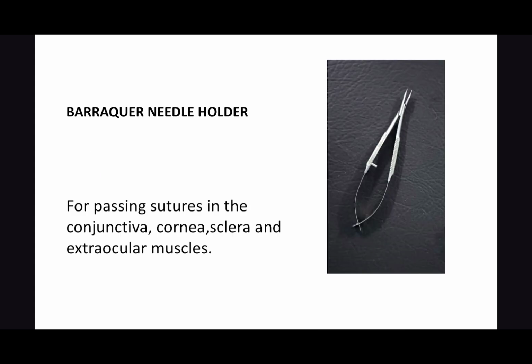Now starting with the scissors. This scissor is very unique as it has no cutting function, but it is used to hold the needle. It can be easily identified as it has a grip which is not present in other scissors of this kind. This is a needle holder. Uses: for passing sutures in the conjunctiva, cornea, sclera and extraocular muscles.